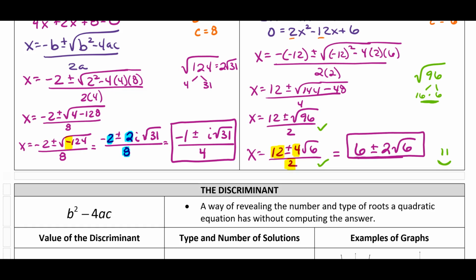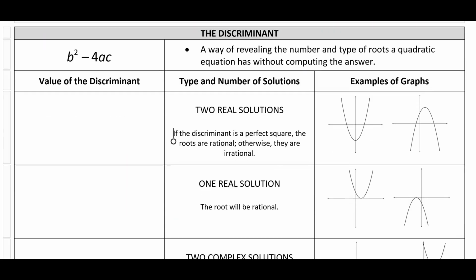Alright, so now we're going to look at the discriminant. The discriminant is just a fancy word for whatever is underneath the radical. So for b squared minus 4ac, when we look at the quadratic formula, that is underneath the radical. And what this tells us is how many and what type of solutions we have without having to do all the work.